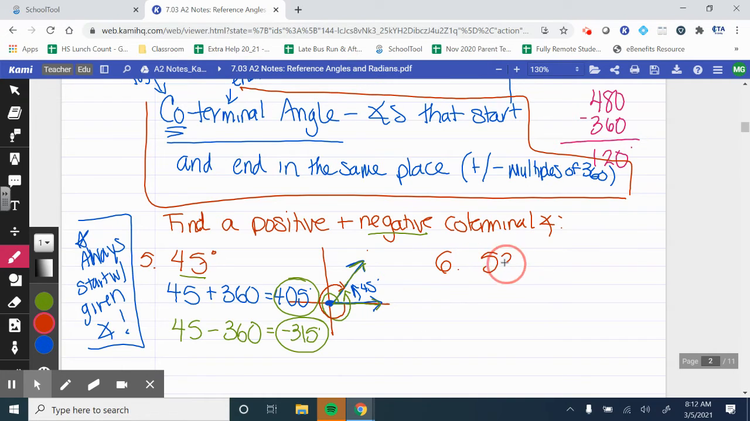Let's try another one, 535 degrees. So take a moment, pause the video, and find a positive and a negative coterminal angle there.